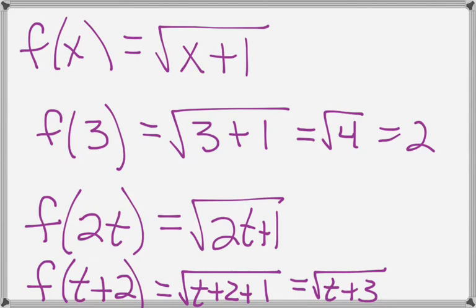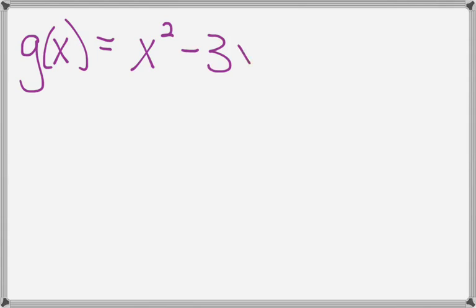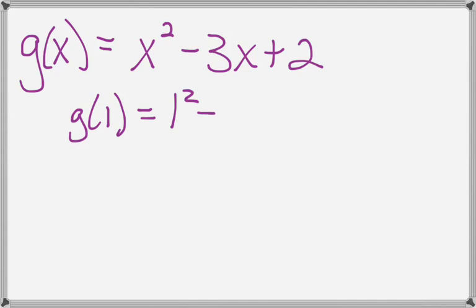Sometimes you have a function where the variable shows up in multiple places. So let's do an example of that. Suppose we have this function here. If I asked you to find g of 1, you would substitute 1 for x, and you would do that every place that you see an x, right? So you would put 1 in for x in the first term, and you would put 1 in for x in the second term. And we would get a number.